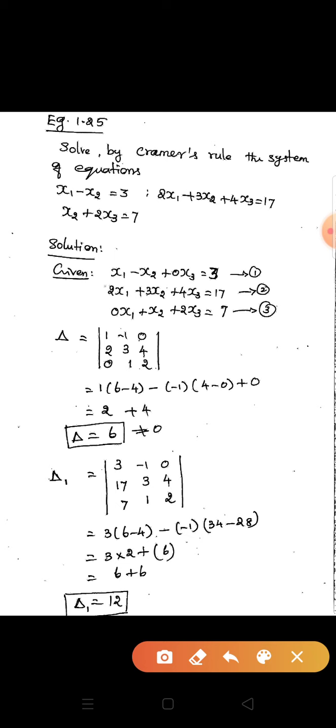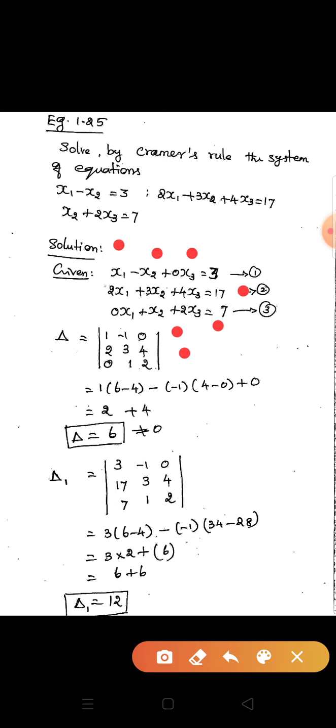How do you write a coefficient matrix? Yes, the coefficients of x1, x2, x3. The first row is 1, minus 1, 0. The second row, the coefficients of x1, x2, x3, is 2, 3, 4. And the third row, from the third equation, is 0, 1, 2.